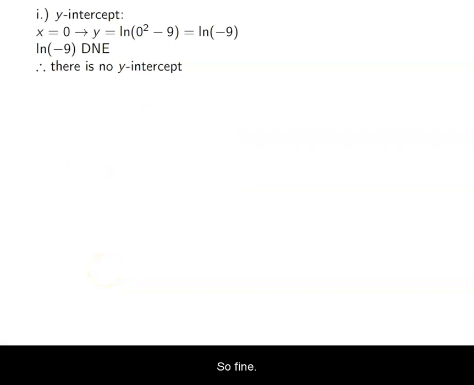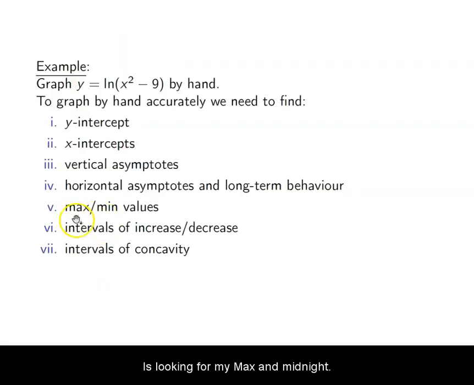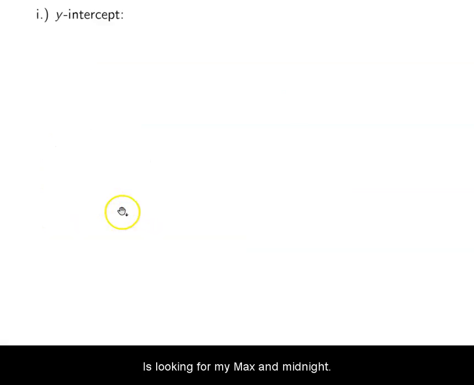So 5 is looking for my max and min values.